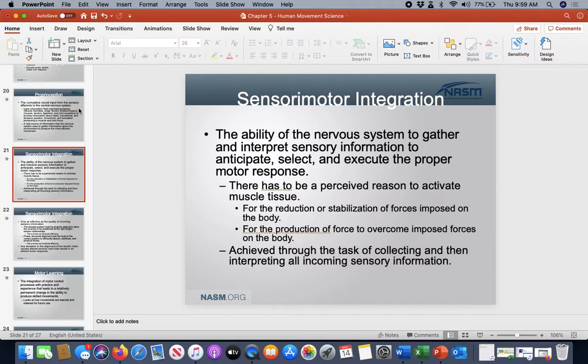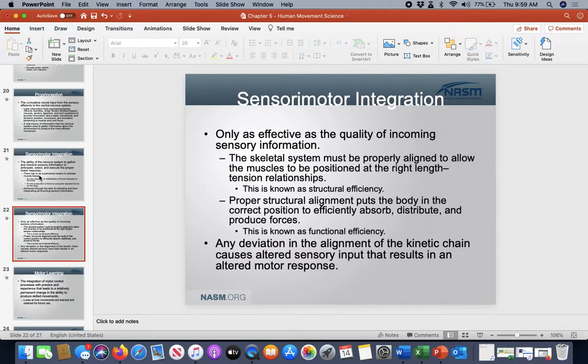Okay, so that's one of the cool things with sensory motor: without proper interaction, you're going to have inappropriate responses. So you're going to have the good responses. Like it says here, it's only as effective as the incoming sensory information is in terms of quality. So again, if you have inappropriate length-tension relationships, that means you're not going to move in the way that you're supposed to.